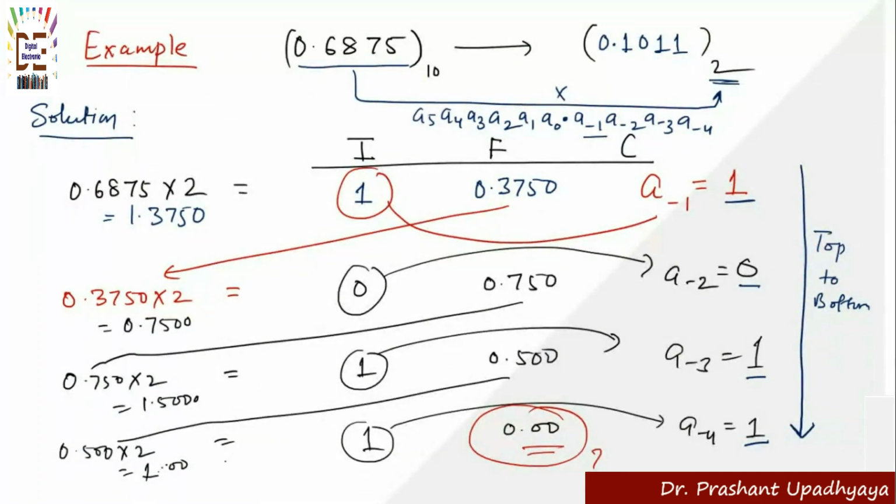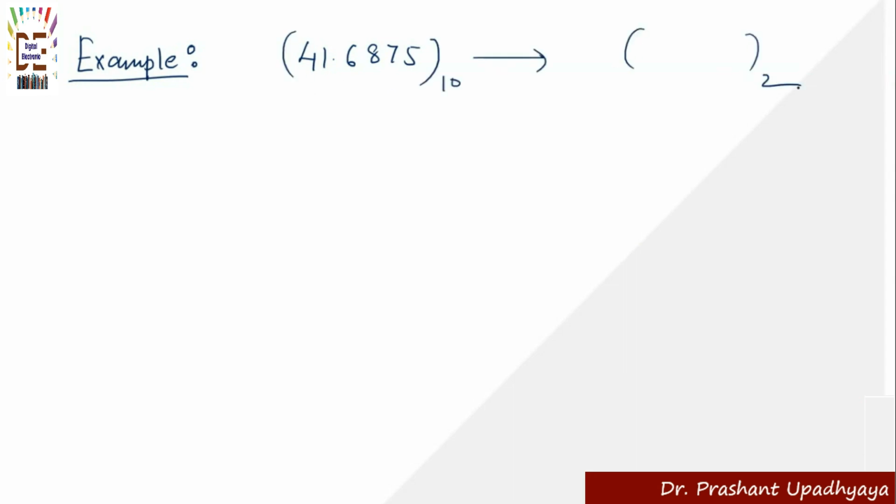Now suppose we have a number in which we have got both an integer part and a decimal part. What do you have to do? Suppose I have got a number like this, 41.6875. Let's say this was the decimal and I want to convert it into binary. So what do you have to do? You have to break this number.